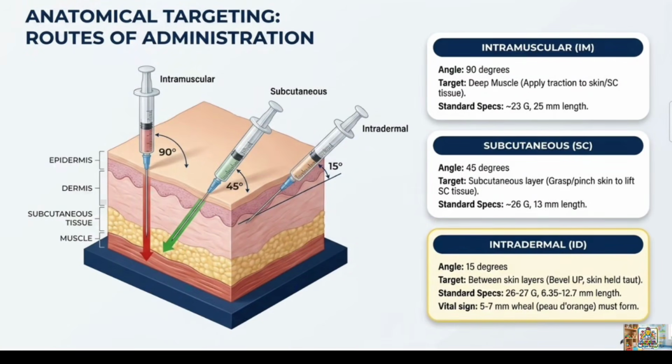And for intradermal injection, use a 15-degree angle with the skin, and the target is between the skin layers. Bevel ends should be upwards and the skin held taut. Standard specification 26 to 27 gauge, 6.35 to 12.7 mm length. After giving the intradermal injection, a 5 to 7 mm orange peel wheal must form. Thus, you can ensure that the injection given is intradermal.